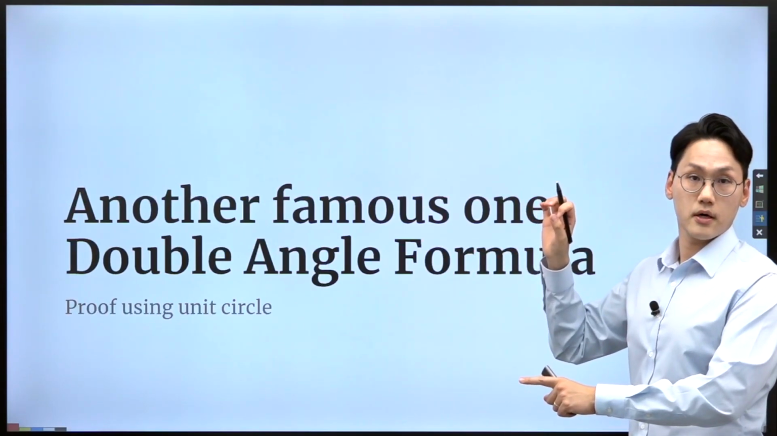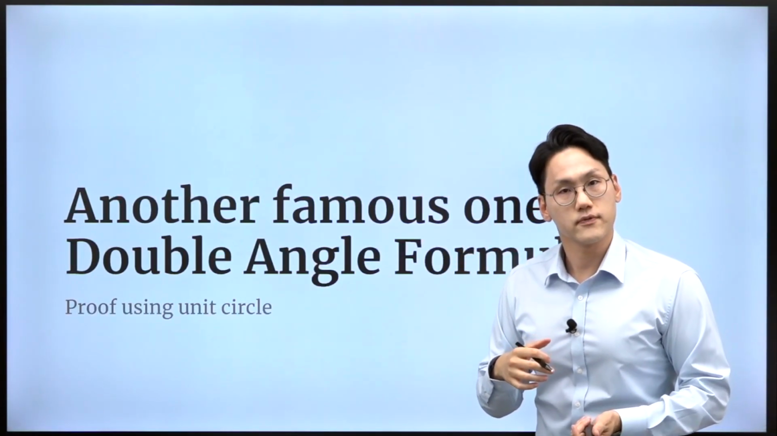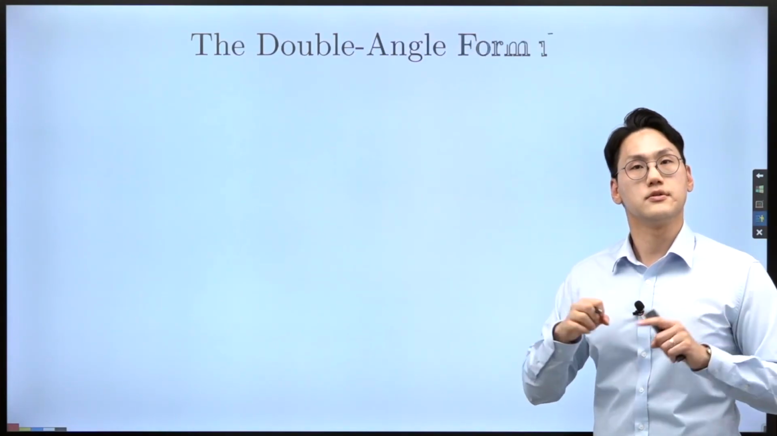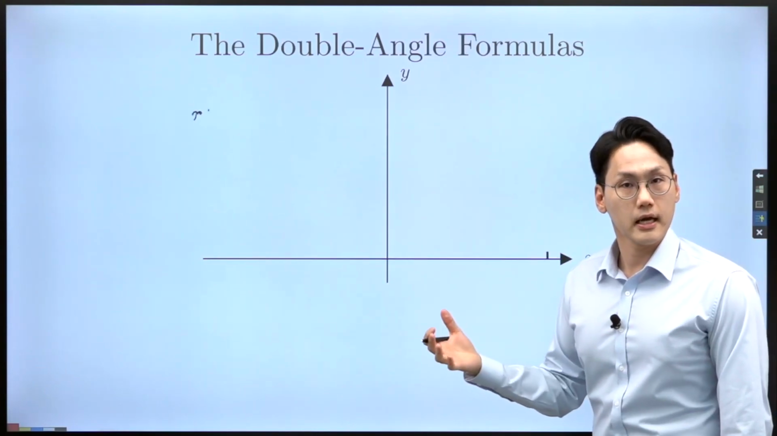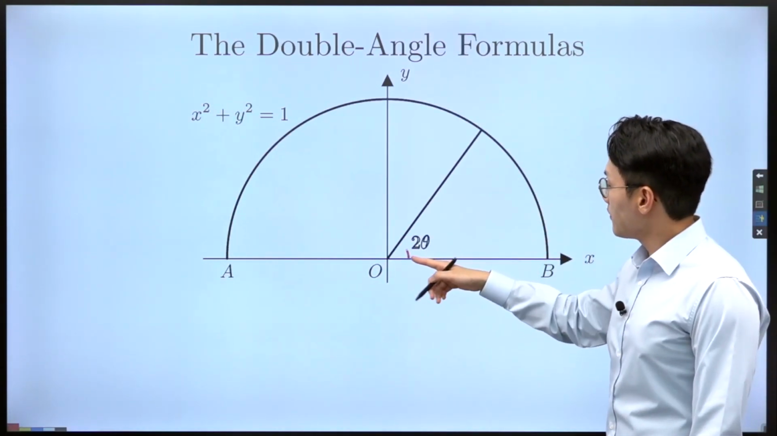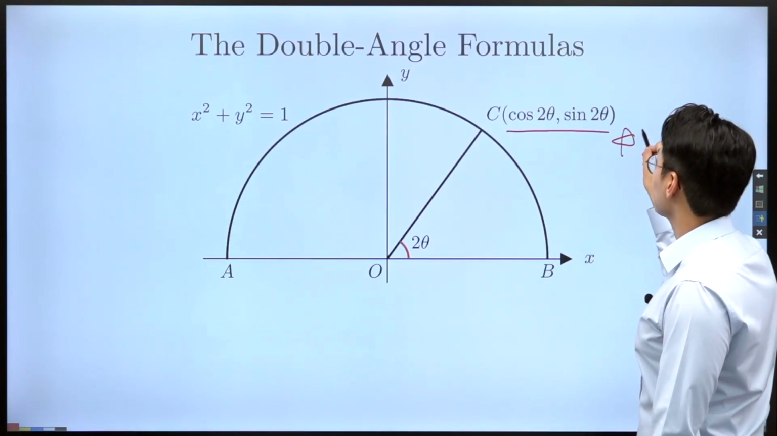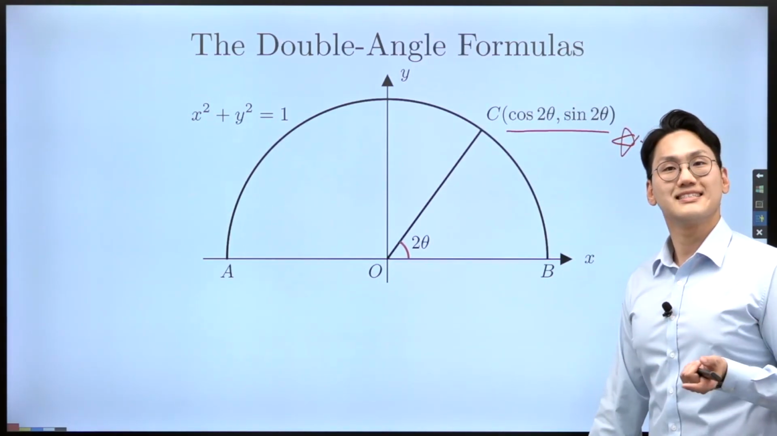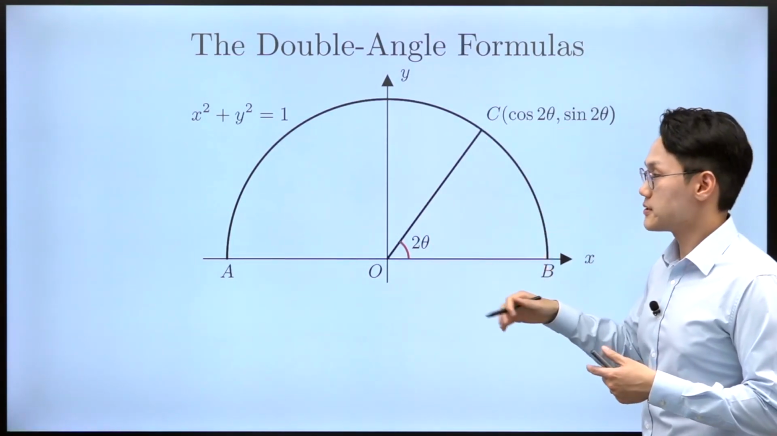Now we have derived the Pythagorean identity. Let's derive another famous one, the double angle formula, again using the unit circle. Let me generate a similar shape, this semicircle again, and this time I'm going to go from the horizontal axis up to 2 theta. Now my x and y coordinates on the circle are given by cosine 2 theta and sine 2 theta, using the right angle triangle, the adjacent and the opposite.